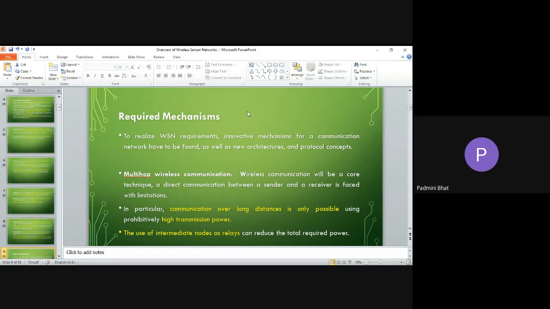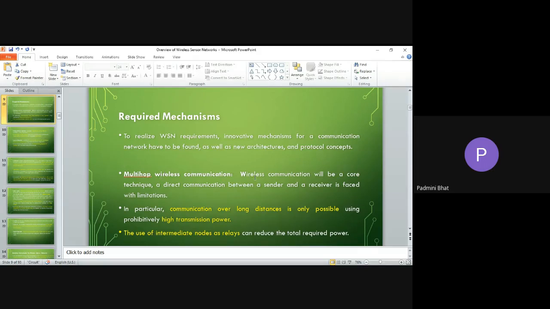Now, coming to the mechanisms to realize wireless sensor networks. Innovative mechanisms for a communication network have to be found, as well as new architectures and protocol concepts. Why did we come to a different protocol? Because now we are concentrating on the wireless. Till now, whatever I have spoken, the challenges, features, advantages, applications, was common for sensor networks. Now when we come to wireless sensor networks, the protocols are different, and you are familiar with a few of them.